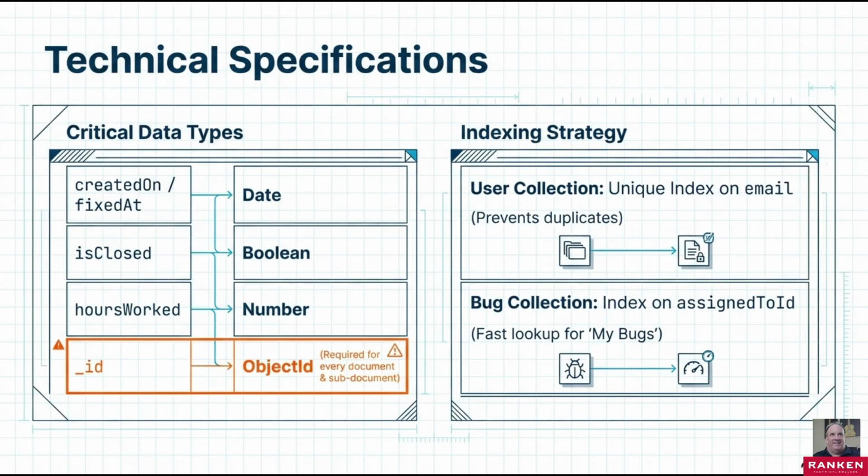Efficient aggregation, which we'll talk about more. Indexes can help optimize aggregation pipelines that involve filtering, like $match, $sort, or $group. So those are some other benefits and reasons for indexes. Like in this example, you've got a unique index on email, which prevents duplicates, and the assignee ID gives fast lookup for my bugs, etc.